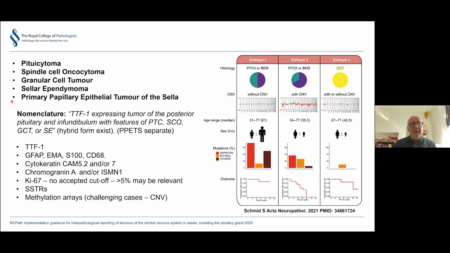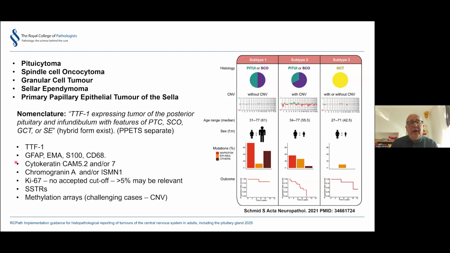So we think the best way is defining them as TTF1 expressing tumors of the posterior pituitary and then suggesting features of the subtypes, such as pituicytoma, spindle cell oncocytoma, etc., on the ground of 4 or 5 immunostains. In practical terms, TTF1 is the priority, and then combining GFAP, EMA, S100, and others, we should be able to define the subentities. It may happen they are hybrid phenotypes. They don't seem to impact on the outcome, so it just becomes a descriptive report.